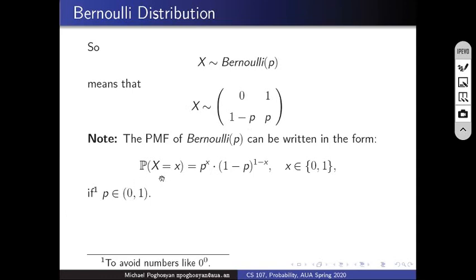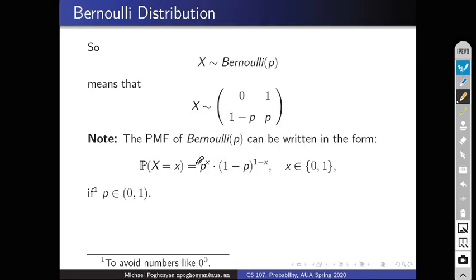This is important for statistics. The PMF can be written in this form. If P is between 0 and 1, not including 0 and 1, then the PMF can be written in the following way. And x is taking only two values, 0 and 1.